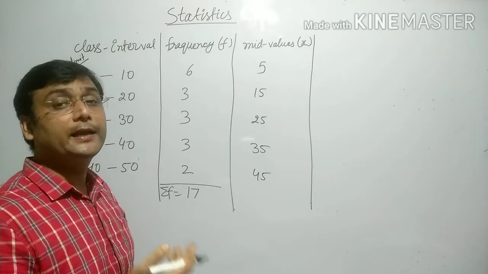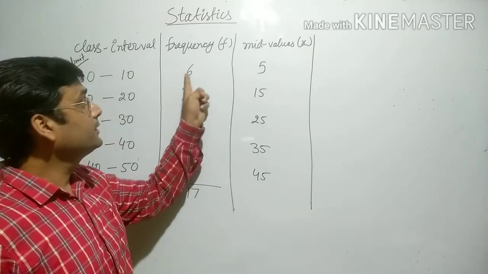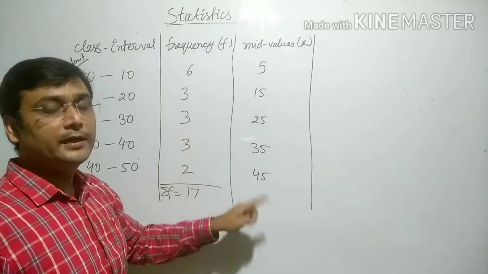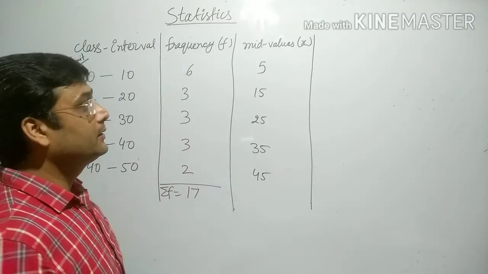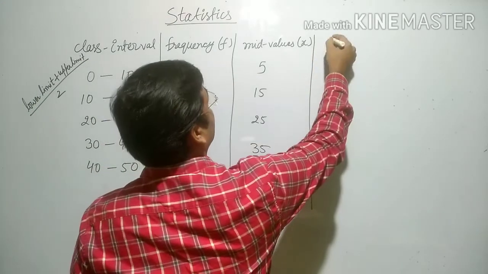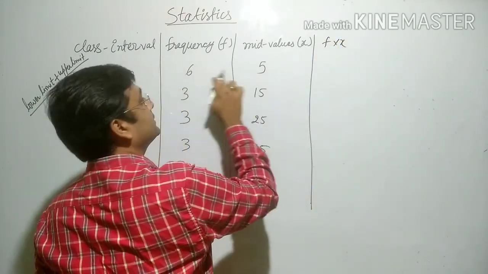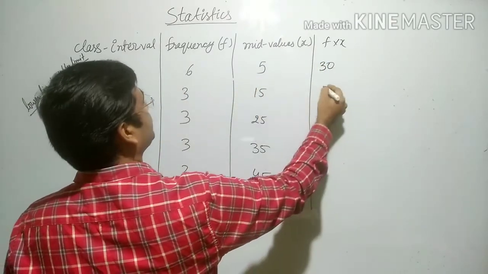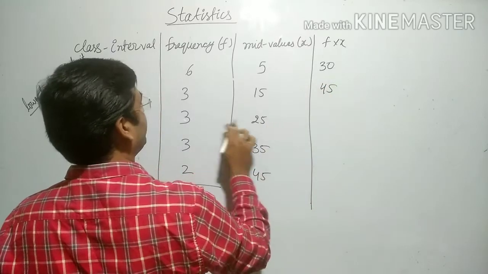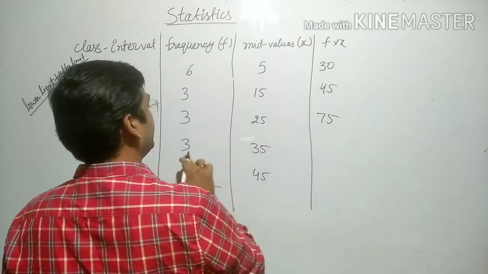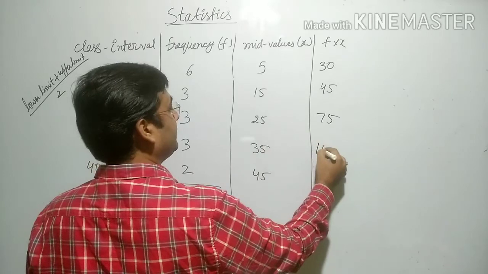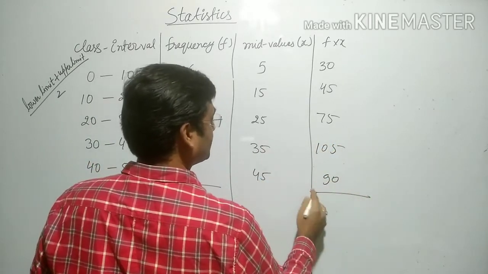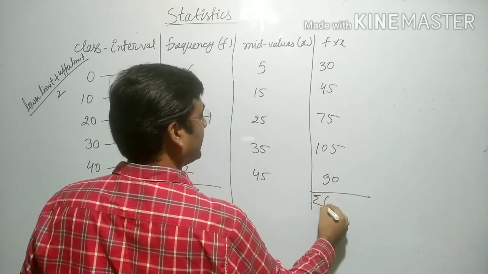Now coming to the direct method. What was the direct method? We multiply x by f and find the mean very easily. So f multiplied by x will be 30, 45, 75, 105, 90. Now we have to add. So what do we have to find? Sigma fx.